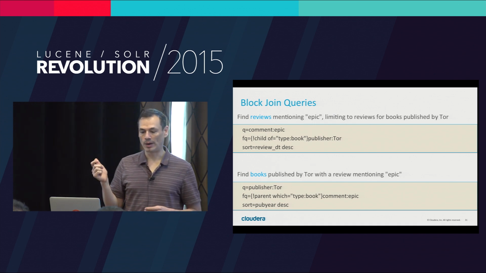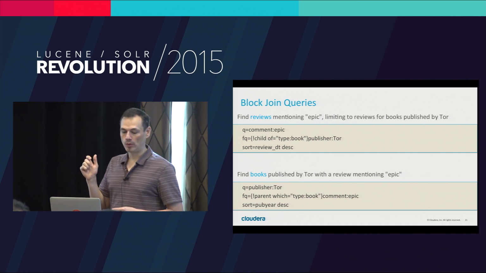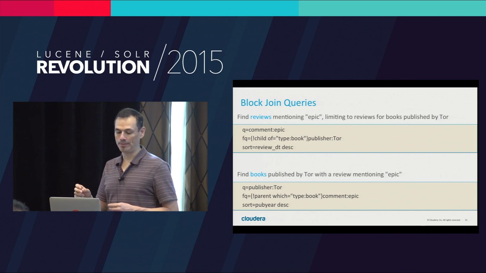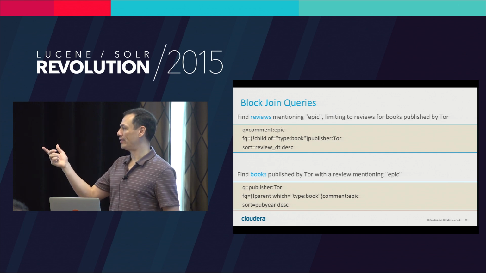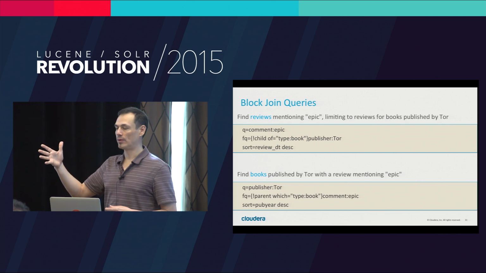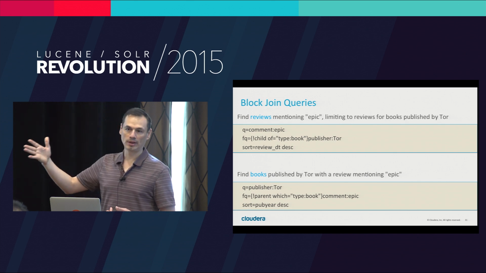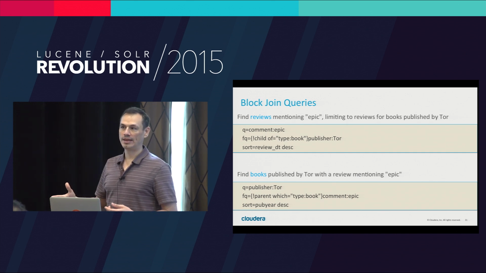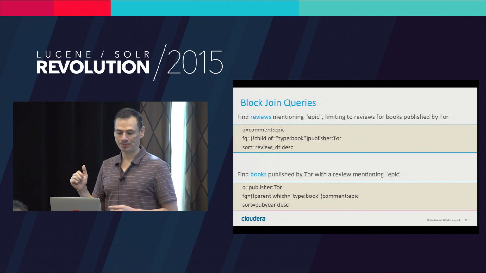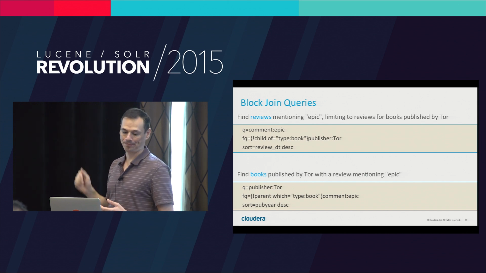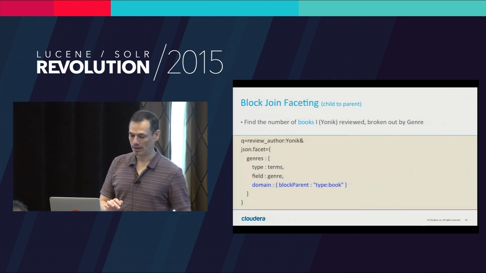And so mapping the reverse way, if we want to find all books published by Tor with the review mentioning Epic, so again, we start off with our FQ, read it right to left. So we search for comment:Epic. Okay, that gives us review objects. But we really want book objects, so we map it to the parents. And so that gives us all books that had a review that mentioned Epic. And then our query just searches for things on the book objects like publisher:Tor.